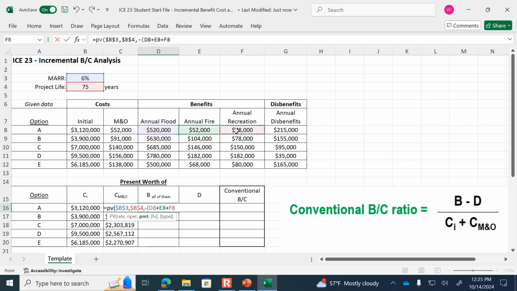One thing that you can do is you could do a function within a function. So for these benefits, there's flood, fire, and annual recreation. So I'm doing the PV function. And so the interest rate, of course, is 6%. NPER is 75. But then in the PMT field, which is what I want to do, I want to put these amounts, they are payments, meaning a recurring annual series. So I'm just doing a parentheses and then adding them together. So it's a function inside of a function. And when you do that, then it'll find the present worth of the combined benefits.